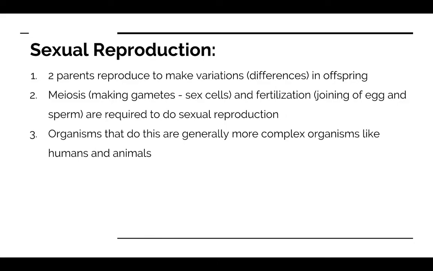Next, sexual reproduction. So in this type of reproduction, you've got two parents and they're reproducing to make variations or differences in offspring. So there's never going to be an offspring that's identical to either one of the parents. Meiosis, making gametes or sex cells, and fertilization, when the egg and sperm are joined together, are both required to do sexual reproduction. If meiosis and fertilization don't happen, you cannot have sexual reproduction. Lastly, organisms that do this generally are more complex, so humans, animals, and things of that nature.